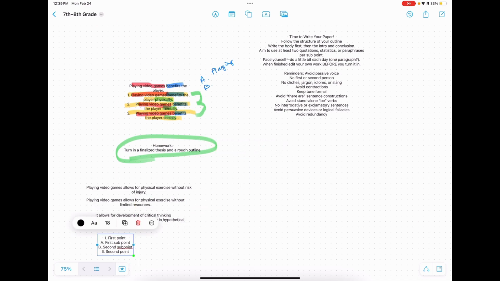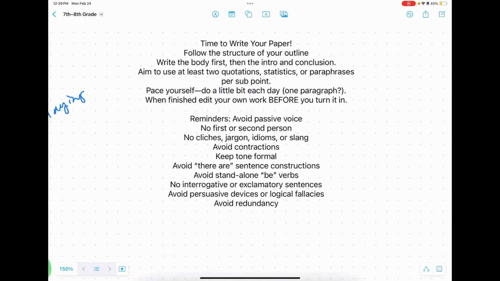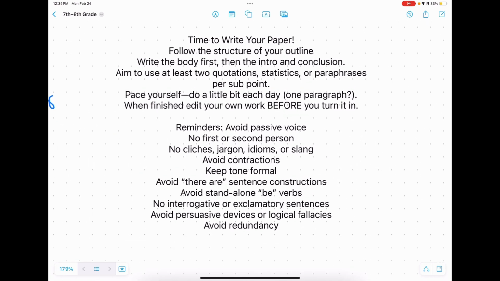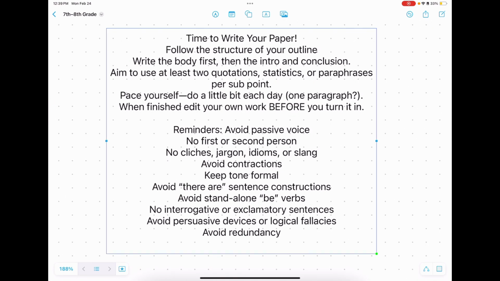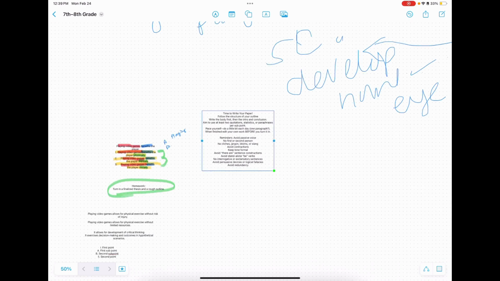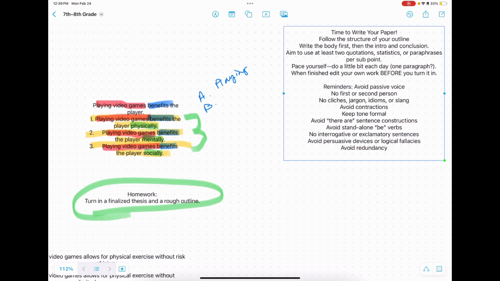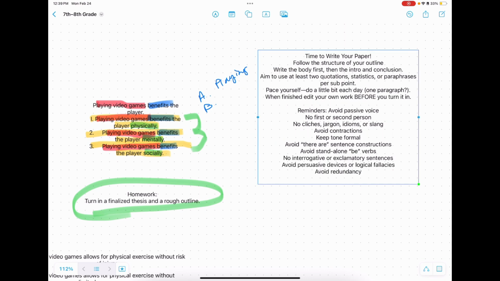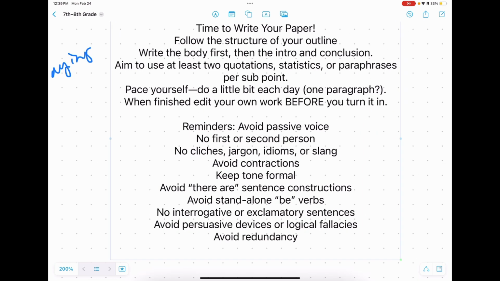Now, time to write your paper. All right, so this is your checklist. Are you ready? Hope you're still taking notes. So you have finalized your outline, you have subpoints, you have complete sentences for all of your points, including your thesis, and go ahead and type in your restated thesis as part of your outline at the end of your paper, okay? So now it's time to write your paper.